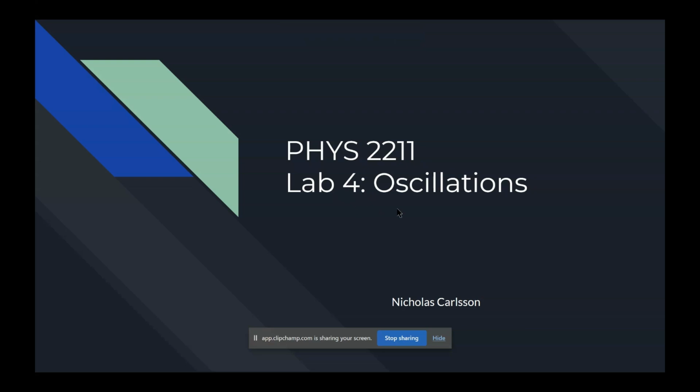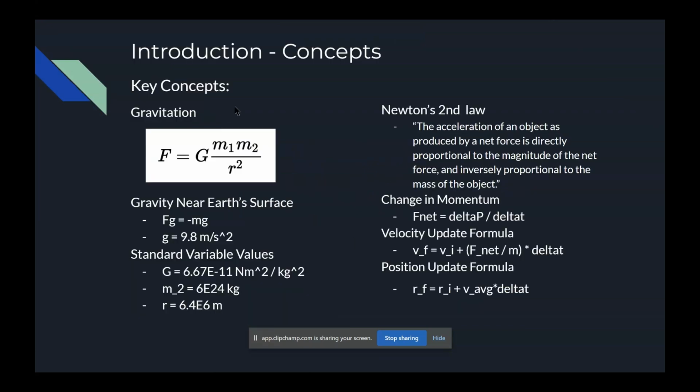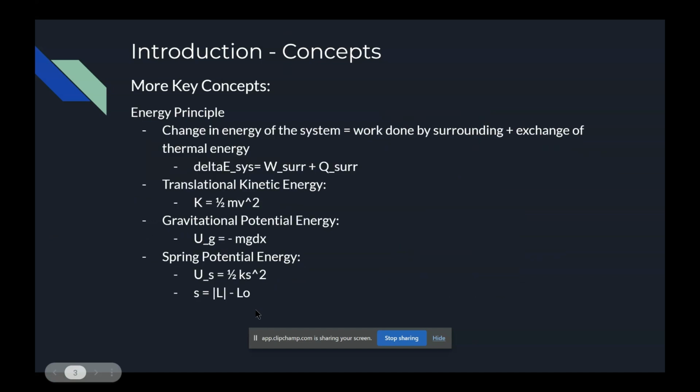Lab 4 is about oscillations. Some key concepts are the force of gravity. We're going to be working near the Earth's surface, so we're going to be using the acceleration due to gravity, which we're always pretty much using. Again, we're going to be thinking about Newton's second law, the acceleration of an object, and this is essentially important to understanding the energy change in an object, which is heavily related to the momentum. Also, velocity update and position update are the same. These concepts are in pretty much every lab.